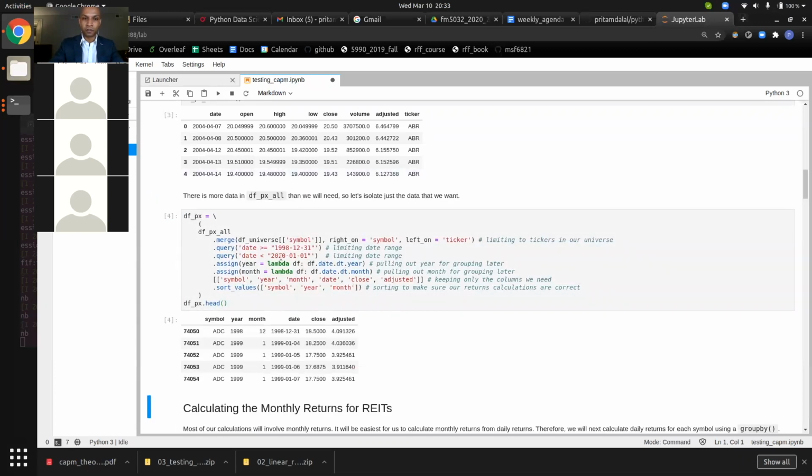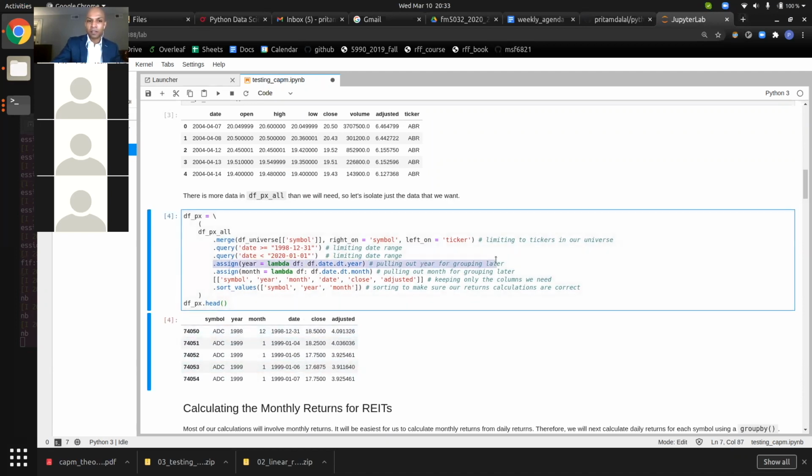So there are filters in here. Another thing that I do, and all we need is the close price and the adjusted price, so that's all I grab. And another thing that I do is I pull out the year and the month from the date, because we're going to ultimately group by months, because it's a monthly analysis.